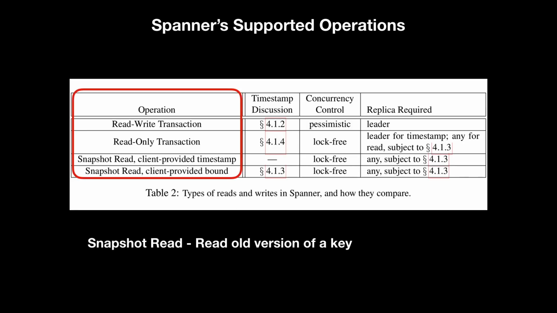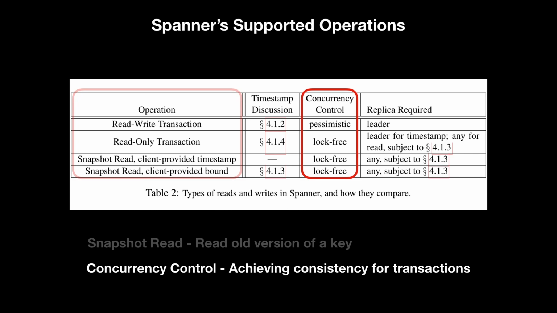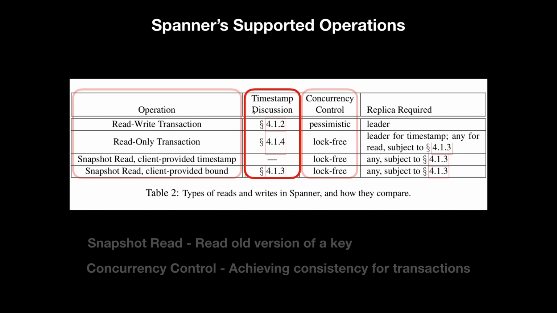As we see here on this slide, Spanner does support both kinds of transactions we talked about, as well as snapshot reads, which are reads of older versions of a key. And Spanner does use concurrency control for read-write transactions if two read-write transactions were trying to run at the same time, to ensure consistency, but all other operations can be done without locking or concurrency control, which improves the availability of the service. And timestamps are utilized to achieve this consistency, and we'll talk about these replicas required momentarily.